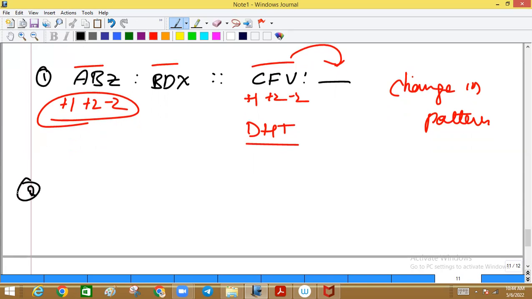Okay, next one. By seeing this, you tell first what type of coding. This is the second question from your material, the 162nd in your material. BCDE, BWXY, FGHI, how much?